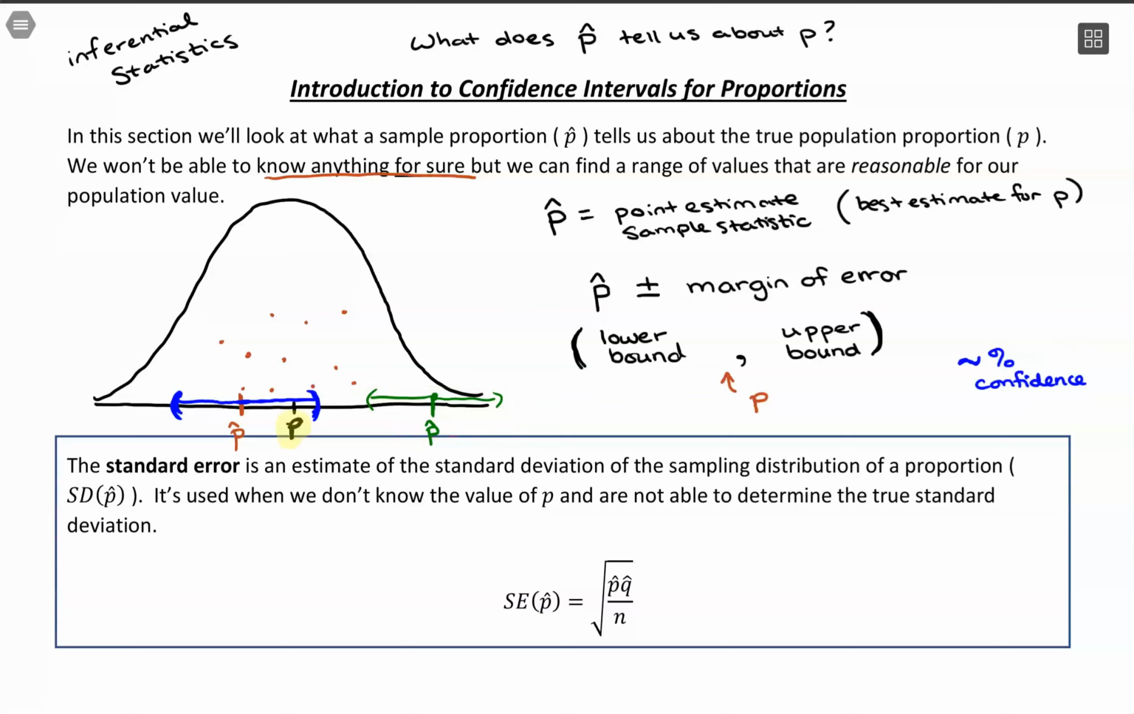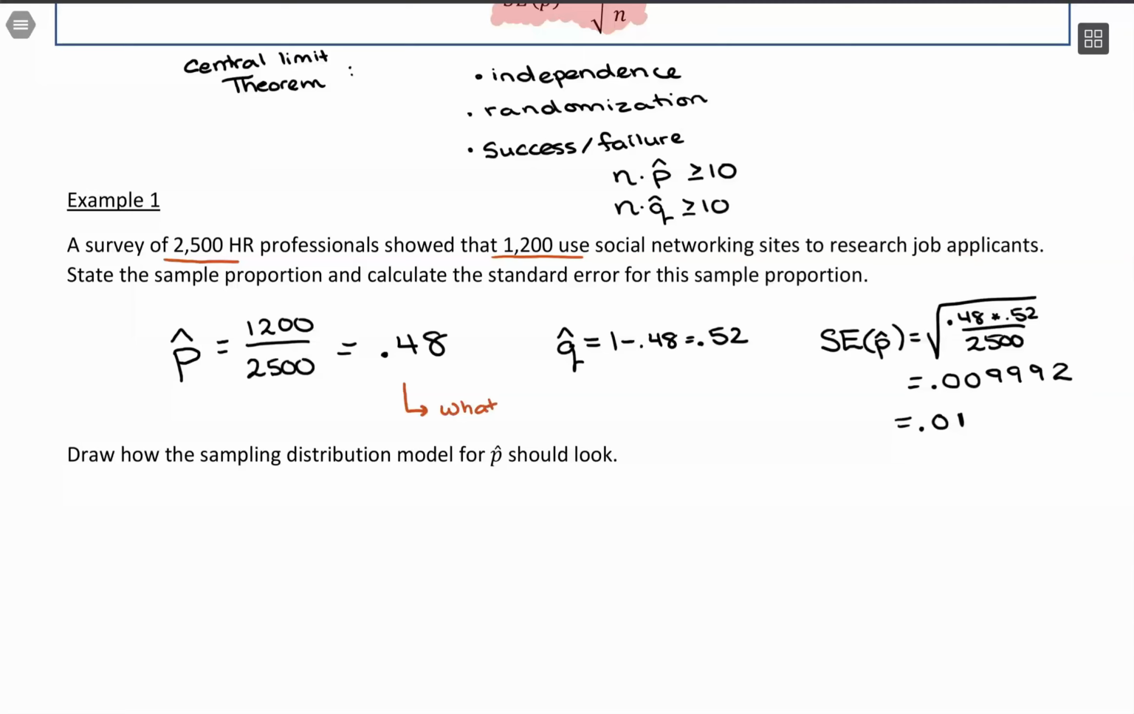All right, so that's the setup of our problem. Now what we want to work with is the idea that we have the sample data, and from the sample, 48% of those HR professionals are using social networking sites to research job applicants. So what we want to get at is, what does this tell us about all HR professionals? We know this is true for 2,500 of them. What does it mean about the population?